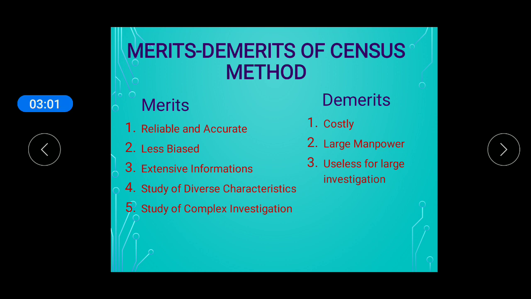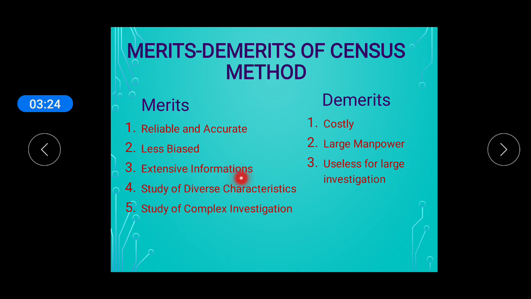Next is less biased. Dear students, the census method is less biased. It is because of the absence of the investigator's discretion regarding the selection of sample items. So there are no chances of bias. So this method is less biased.